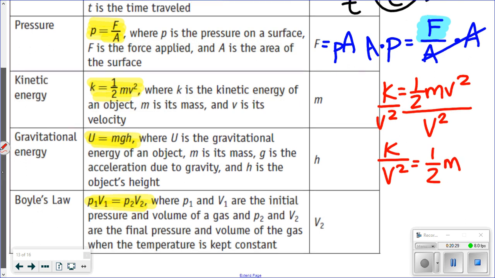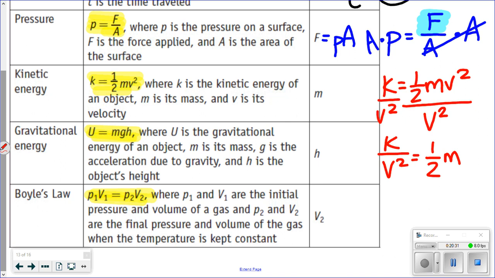Currently, m is not alone. There's a 1/2 with it. So let's multiply by the reciprocal. So flip the fraction. So I want to multiply by 2 over 1, which is the same thing as 2. Over here, we need to do the same. Multiply by 2 over 1.